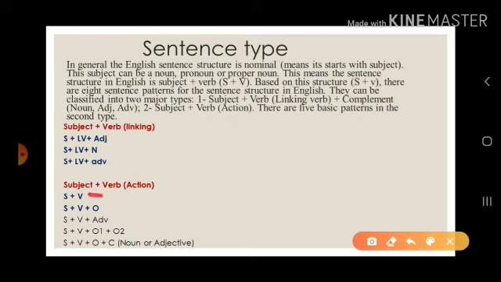Subject plus verb, subject plus verb plus object, subject plus verb plus adverb, subject plus verb plus object 1 and object 2, subject plus verb plus object plus complement. This complement can be noun or adjective. So today in this lesson I am going to explain these 3.